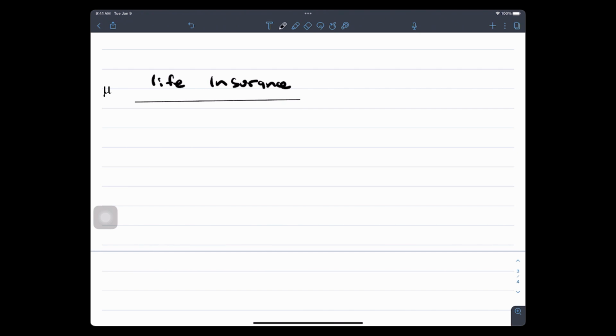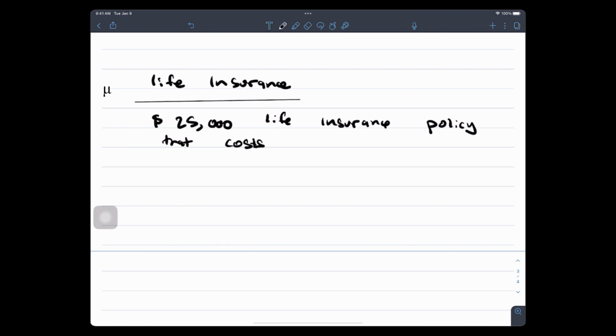Even better. Anyway, here's a life insurance policy, ladies and gentlemen. I'm going to say to you guys, this is how life insurance works. There's a $25,000 life insurance policy that costs, say, how much does this stuff cost? That costs about, let's say, $1,200 per year for a 25-year-old male. Are there any 25-year-old males in the room? Good.